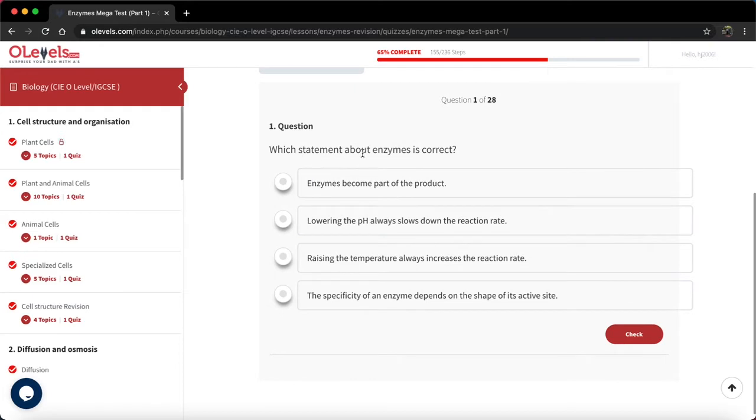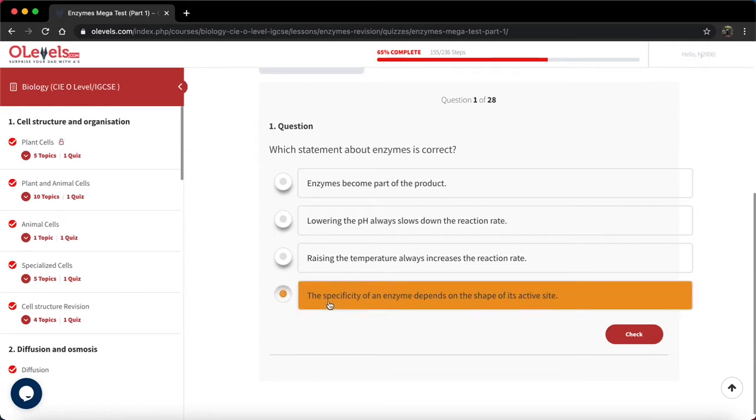Question 1. Which statement about enzymes is correct? Enzymes become the part of the product. Lowering the pH always slows down the reaction rate. Raising the temperature always increases the reaction rate. The specificity of an enzyme depends on the shape of the active sites. So we need to select the correct option. I think this last option is the correct one because it states the right statement for enzymes.